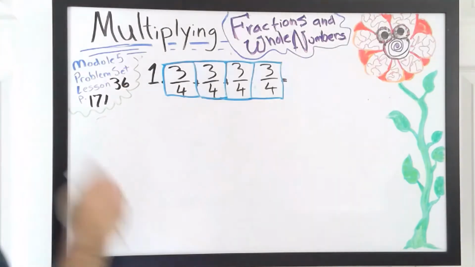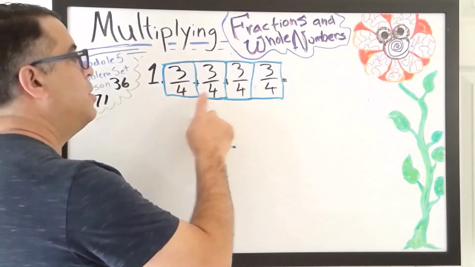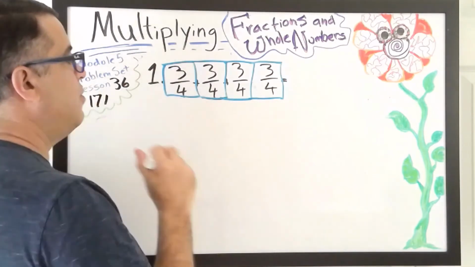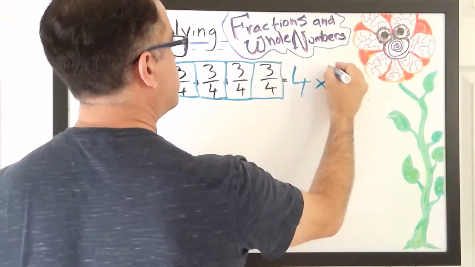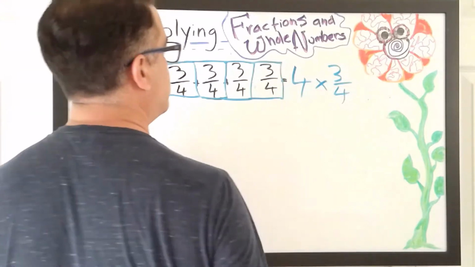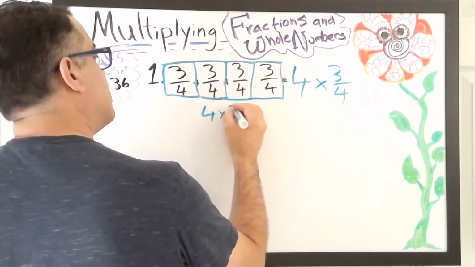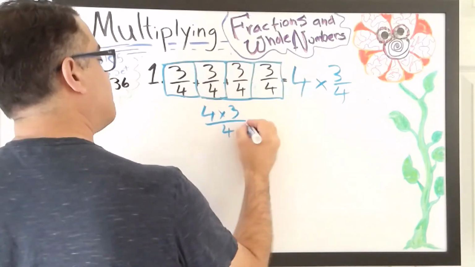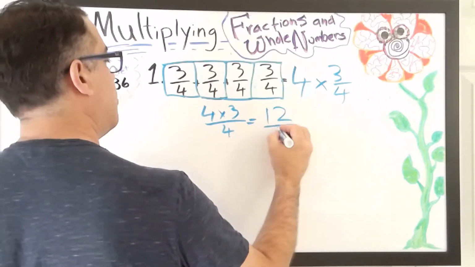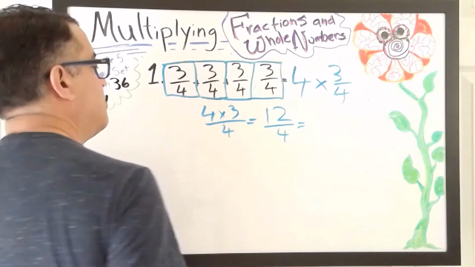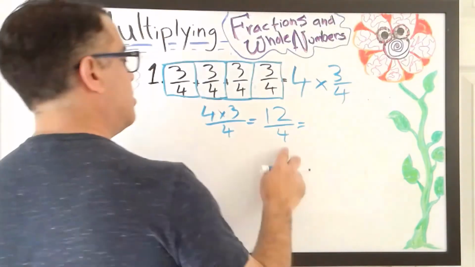This was just like you did before with multiplication and fractions. We're talking about 3/4 four times, which is equal to 4 times 3/4. There's your multiplication sentence. And we can look at that as 4 times 3 on top over 4. That is equal to 12 over 4. And this should be very simple to find as a whole number or a mixed number. But I think it's going to be a whole number, right?